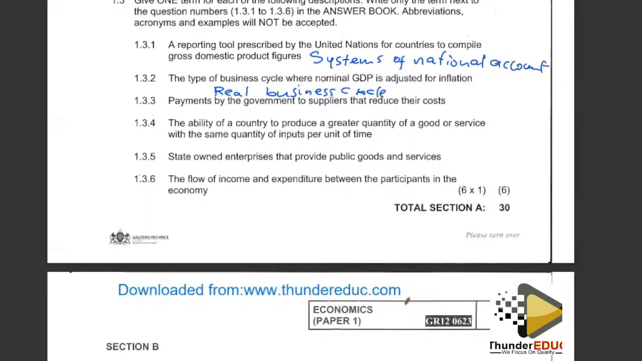Okay, right. So now, great travels. Let's move on to the next question. 1.3.3 reads as follows: payments by the government to suppliers that reduce their cost. Payments by the government to suppliers that reduce their costs. Yes. So it means that this payment also should benefit consumers. It should benefit those who buy goods and services.